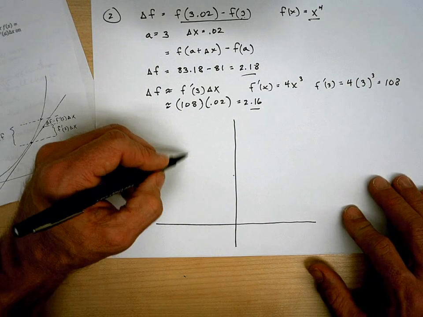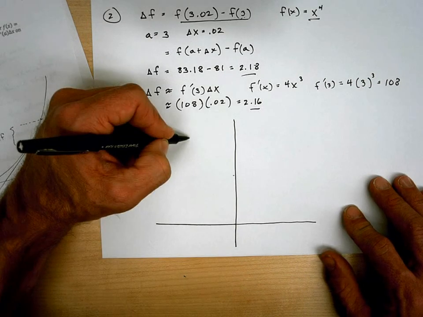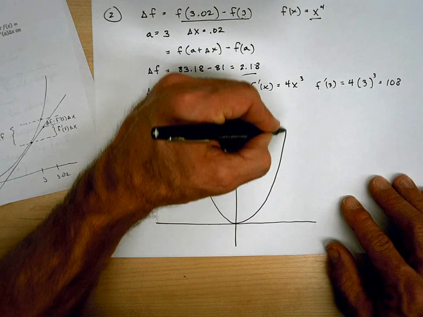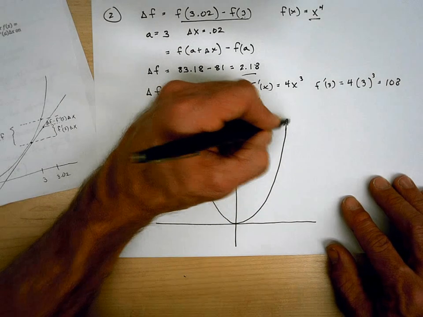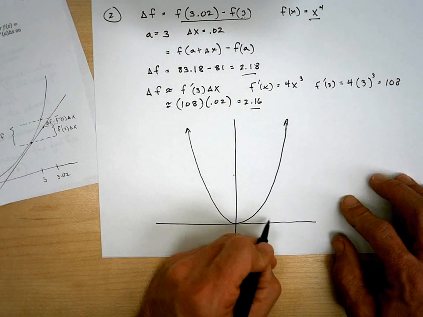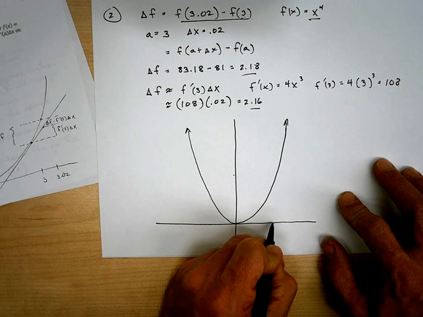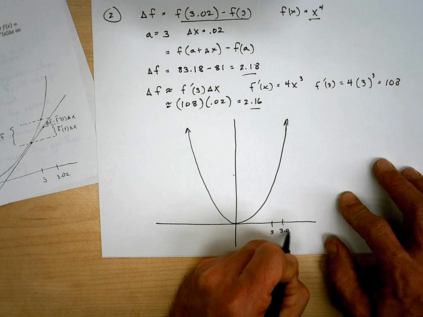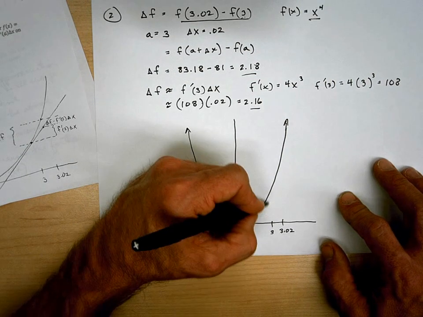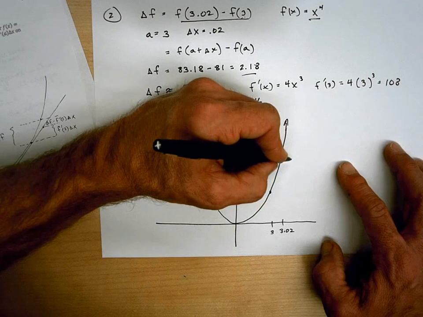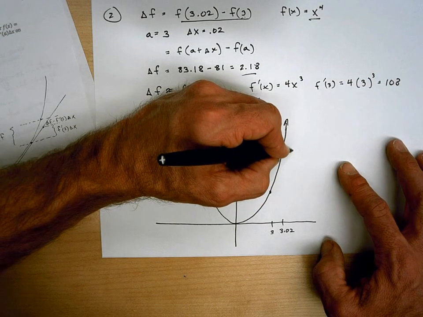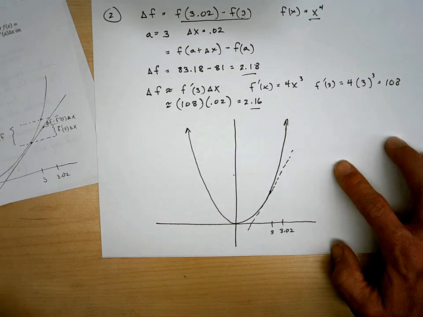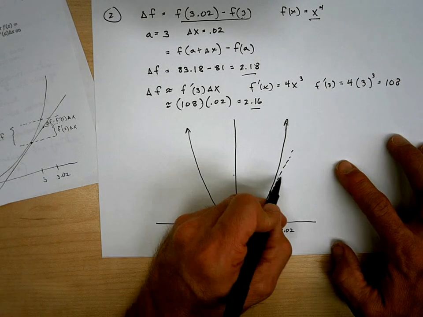x to the 4th looks a lot like x squared, except it just increases a lot faster. So we would have something that comes down, comes back up, should be symmetric, so just pretend if it doesn't look symmetric to you. All right, so let's say we're out here, let's call this 3, and again not drawn to scale, we'll call that 3.02. So we're going to put in our tangent line, or approximate it. Just sketch something in here. Okay.